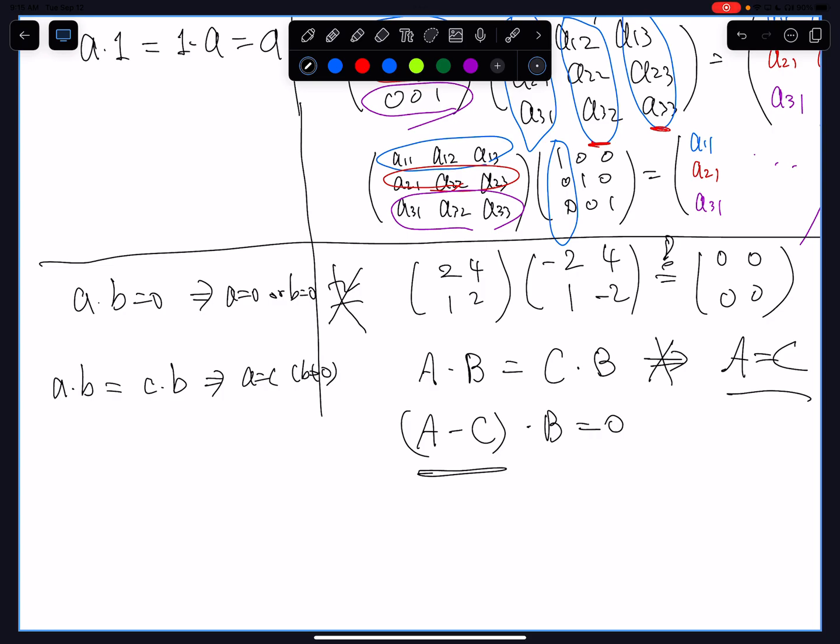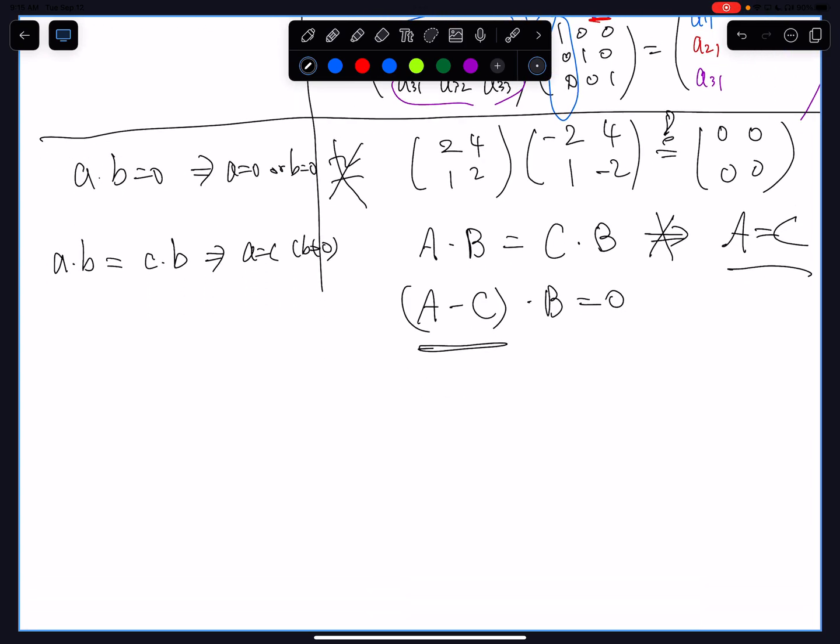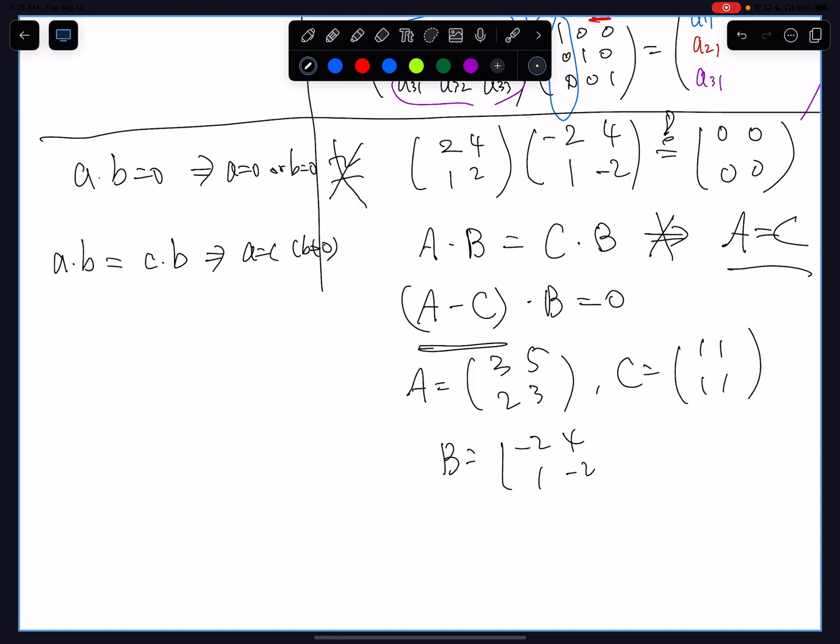So what I mean is, for example, I can cook up an example like A is 3, 5, 2, 3, and C is 1, 1, 1, 1, and B is -2, 4, 1, -2. This will show that A times B is the same as C times B, but A and C are not the same. So we can bring most of what we know from the real number system to matrix algebra, but not all of it. That's where the difficulty lies.